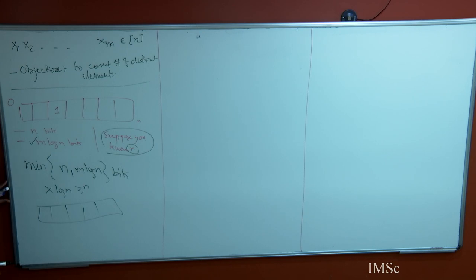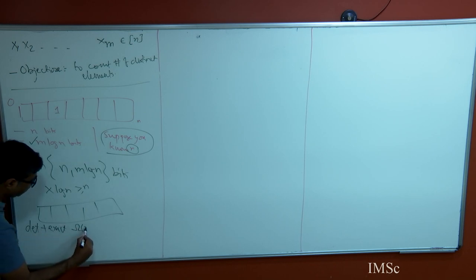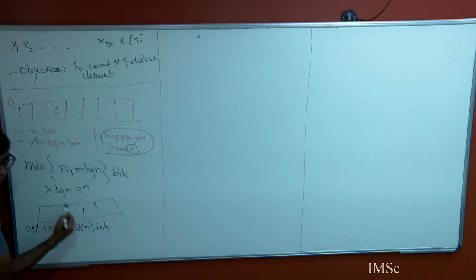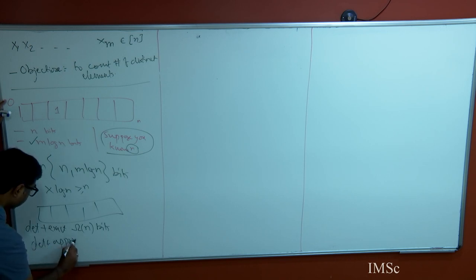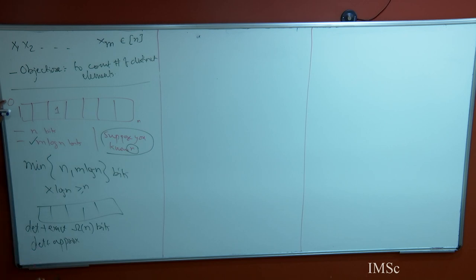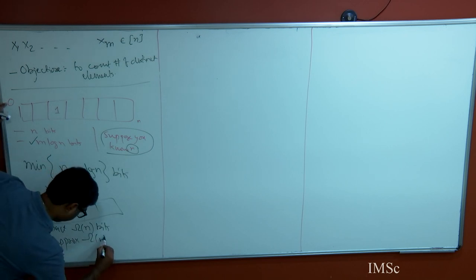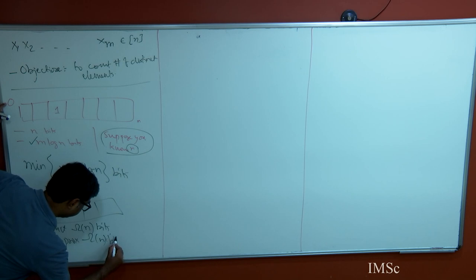So as I told you, this is the best we can hope to do. And I will show you that deterministically, if I wanted deterministic plus exact, we need omega n bits. So we will give a proof of this today. I also told you that forget about deterministic and exact. Deterministic plus approximate, and by approximate I mean constant factor approximation, you still need omega n bits. We will prove this today.